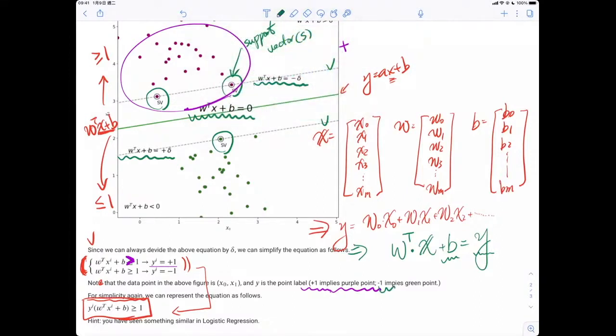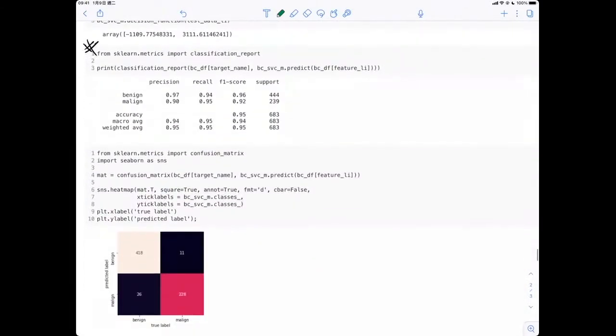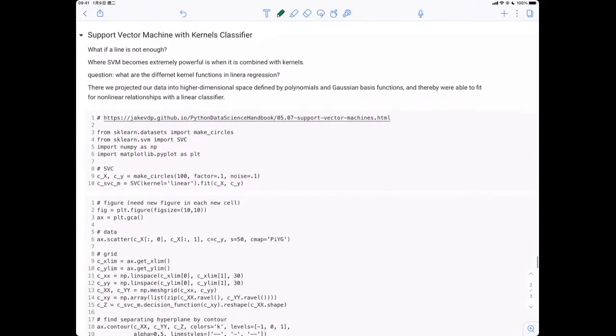The green points are represented as minus 1, which is right here. So that is less than 1. Then we have combined these two equations into one equation. We'll skip this part, which is a confusion measure. We will use Orange to explain these things, which is more efficient, okay?